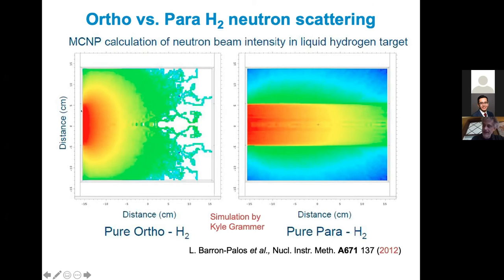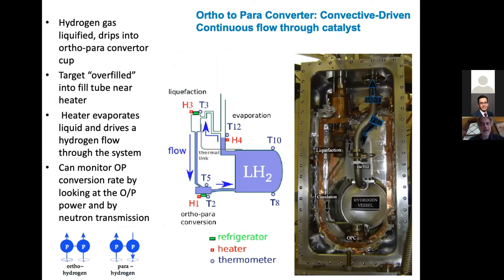How did we make such pure parahydrogen? This may be the point that's of most interest to the audience here. We had a refrigerator which liquefied hydrogen from room temperature gas, and the liquid flowed down into an ortho-para converter. It's the usual rust that people typically use.